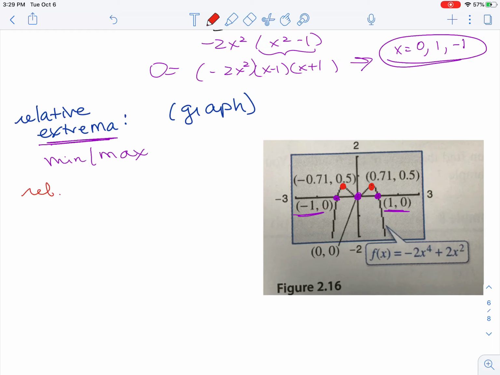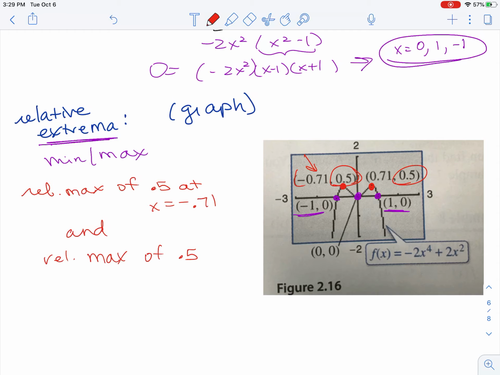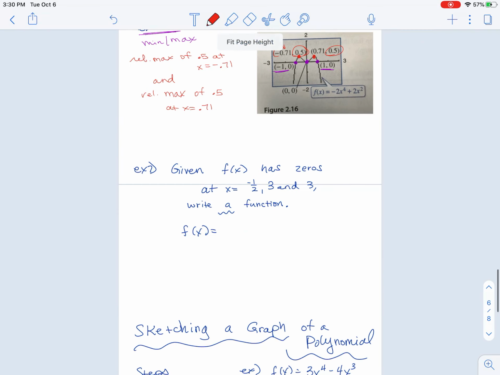So for our relative maximums, we have a relative maximum with a value of 0.5 at x equals negative 0.71 right here. And we also have another relative maximum of 0.5, which is always the y value, by the way. Maximums and minimums are always the y value at x equals positive 0.71. Okay, so to find the zeros, we set it equal to 0, but to find the relative maximums, for now, we're just going to look at the graphs.